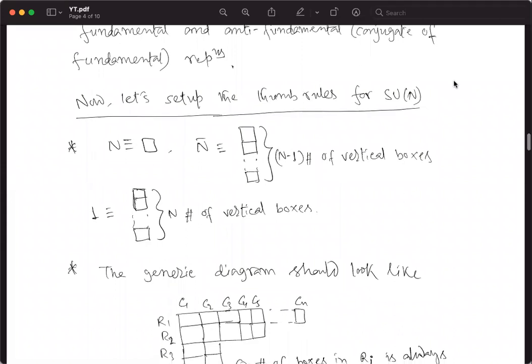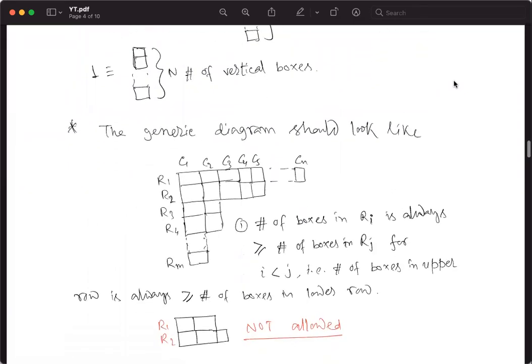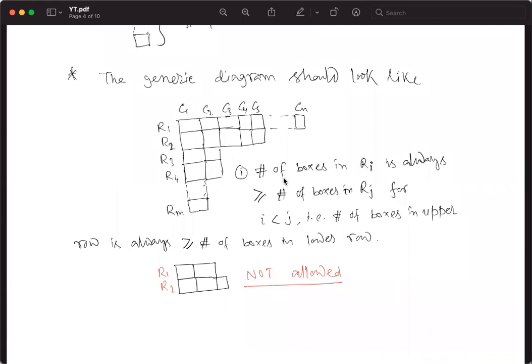Now let's say we have this generic diagram which should look like this. I identify the columns as C1, C2, C3, and so on. Let's consider there are n columns, and then horizontally there are rows like R1, R2, R3, R4, and so on to Rm, where m and n could be anything. Now we have to remember, while drawing this diagram, that the number of boxes in Ri is always greater than or equal to the number of boxes in Rj for i less than j.